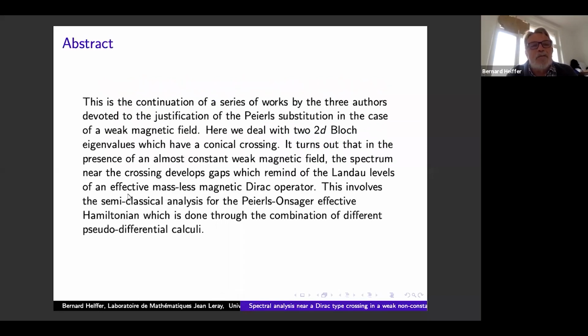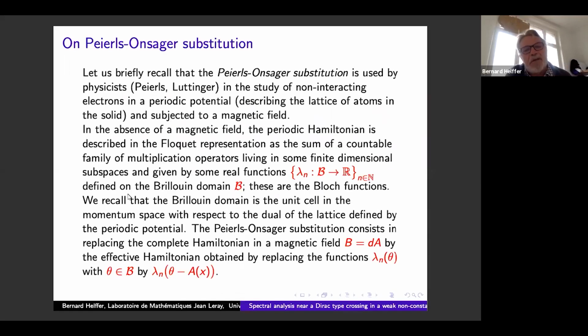So we started this work a long time ago, maybe 5 years ago, and we were dealing with this problem called the Peierls substitution. And I will start by a presentation in a rather physical style, and then I will come back to a more mathematical presentation.